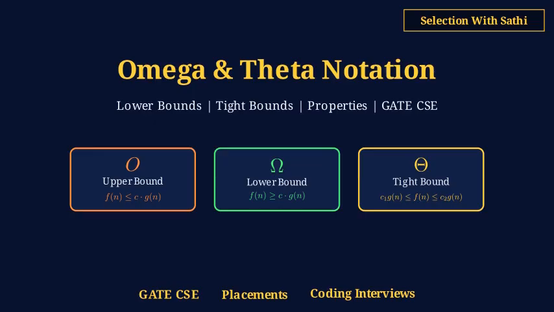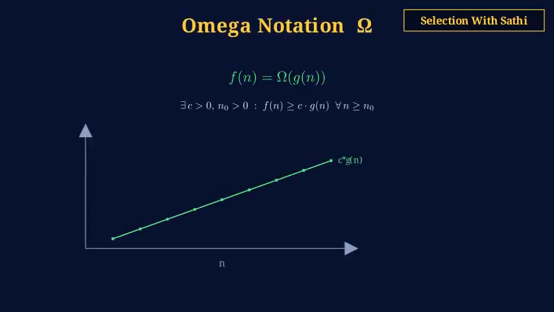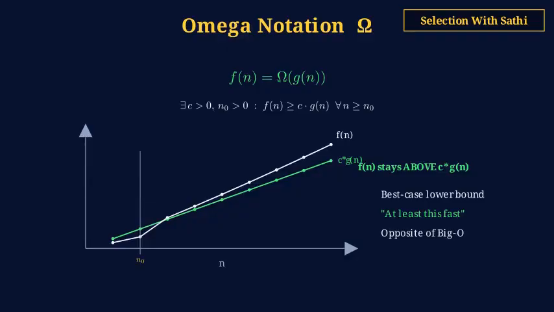Let's dive in. Let's start with omega notation, written as a capital omega symbol. Look at the definition on screen. f(n) = Ω(g(n)) means there exist positive constants c and n0 such that f(n) is greater than or equal to c times g(n) for all n greater than or equal to n0. In simple terms, g(n) is a lower bound on f(n). f grows at least as fast as g.